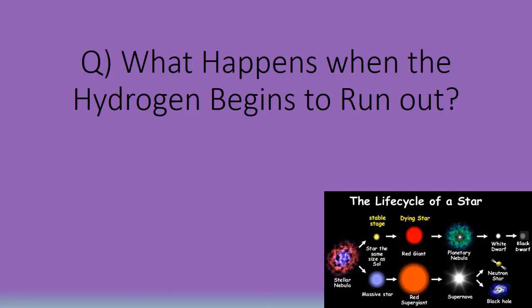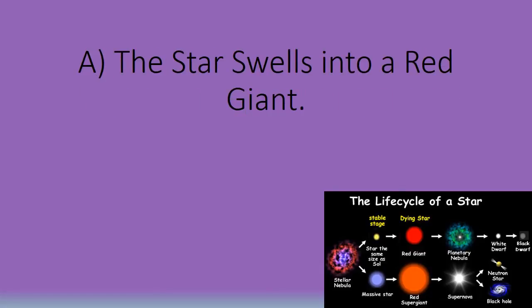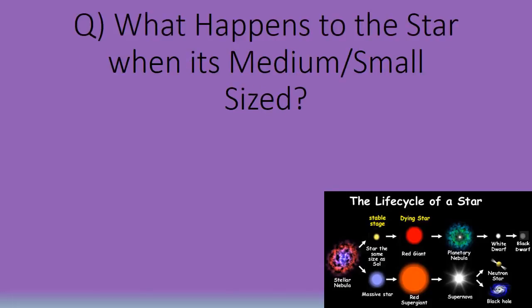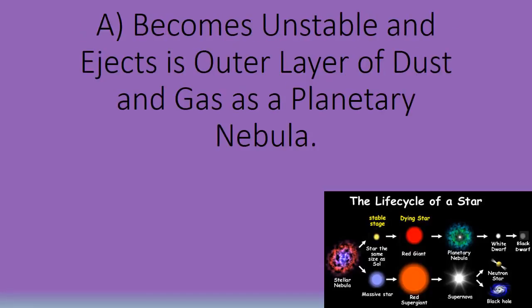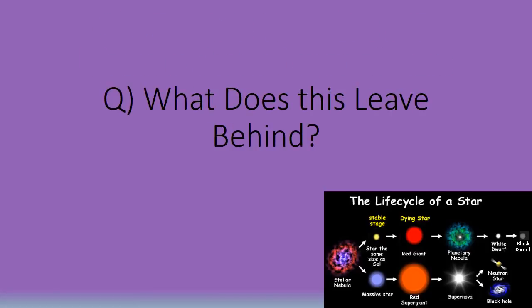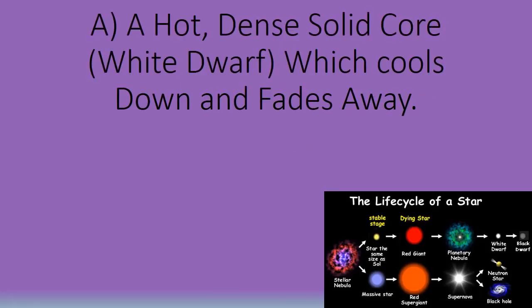What happens when the hydrogen begins to run out? The star swells into a red giant. What happens to the star when it's medium small sized? It becomes unstable and ejects its outer layer of dust and gas as a planetary nebula. What does this leave behind? A hot, dense, solid core which cools down and fades away.